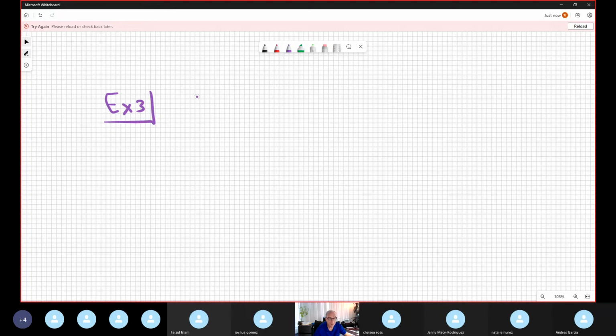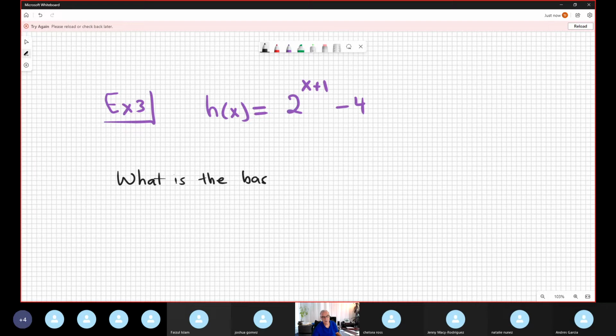y or f of x. Let me call it a different name. H of x equal to 2 to the x plus 1, minus 4. Okay, in this case, I see we have transformation. My question is, what is the base? What value is the base? 2. 2.